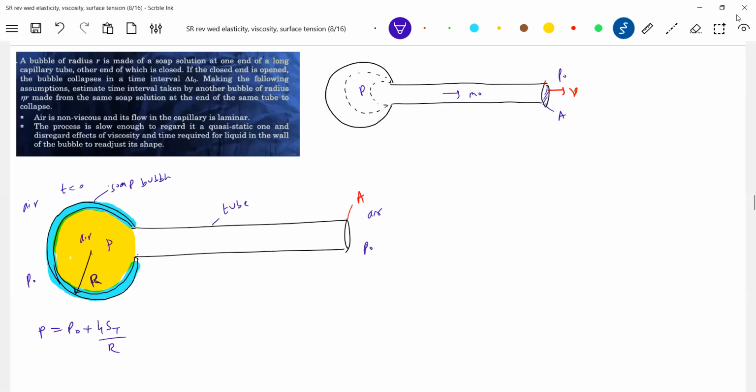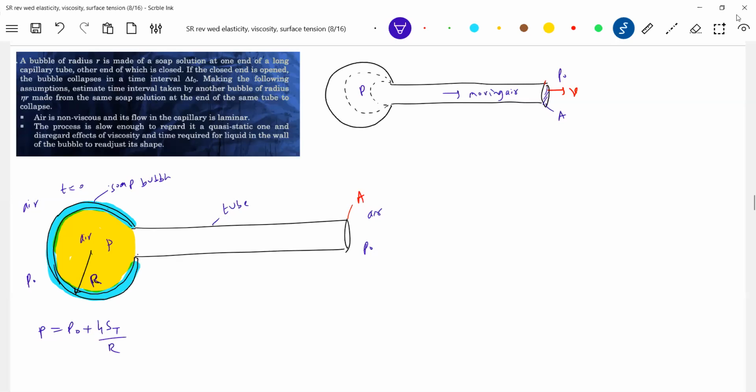Moving air. Fine. Okay, now what to do now? That time is asking how to bring that time. So what's happened to the volume of the bubble? Volume of the air inside the bubble. Volume of the bubble will decrease, no?